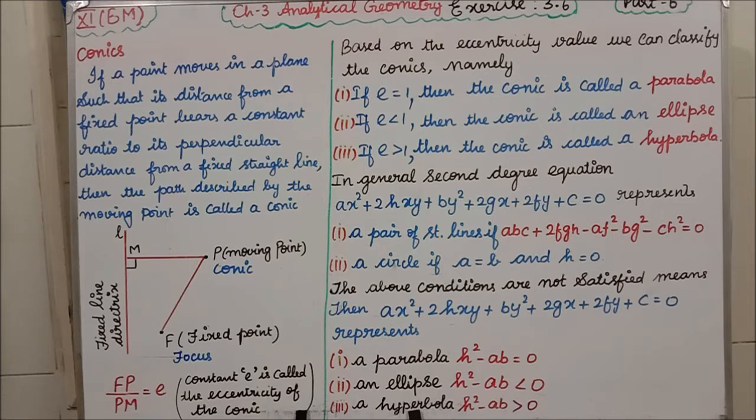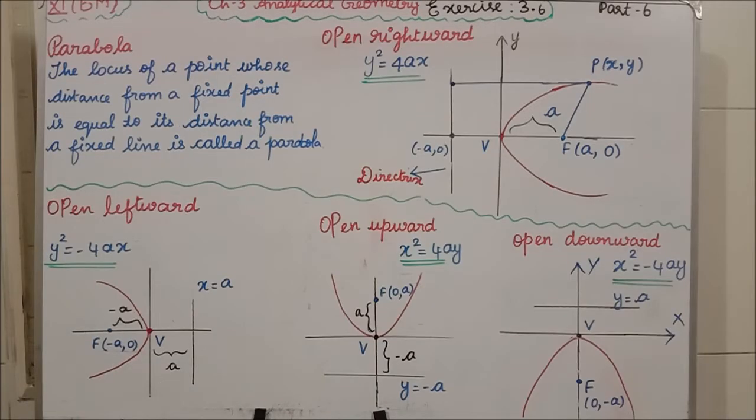Conic is nothing but from a cone. You all know a cone, isn't it? In a cone, if you make some slice, you will get different shapes, so it can be a parabola, an ellipse, or a hyperbola. Clear, students? All of you clear about conics? Yes. Now we'll see parabola. Here we are not going to deal with ellipse and hyperbola. We are going to deal only with parabola in exercise 3.6. Clear, students? We'll see the definition of parabola.